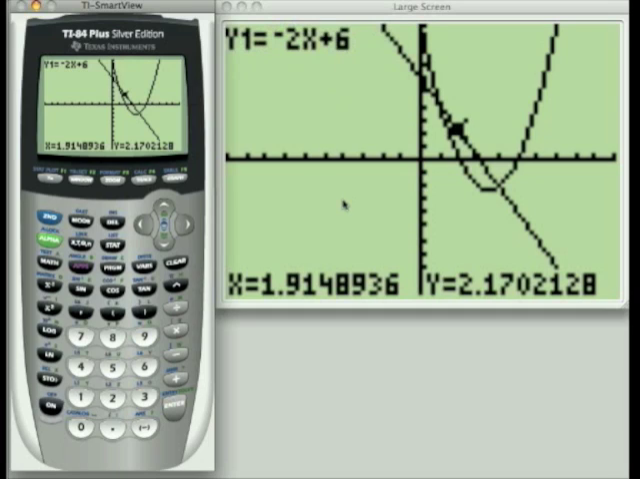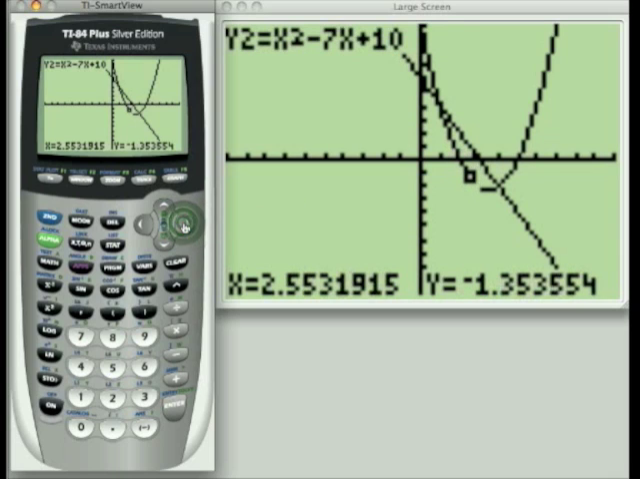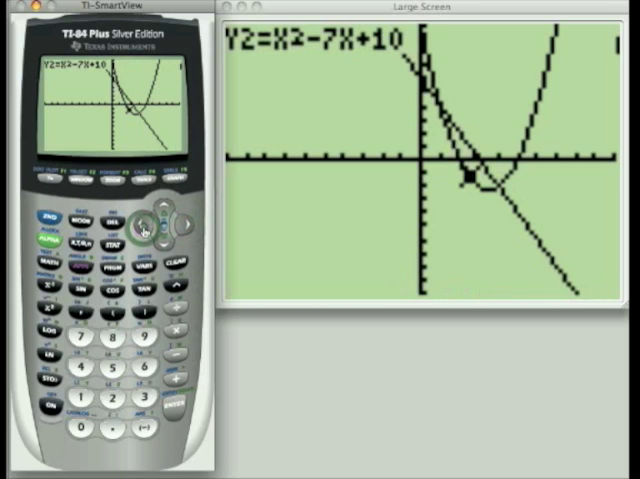If I want to switch graphs or switch equations, I use the up or down arrows. So I pressed up, and it jumped to my y2, or my second equation, the quadratic equation, x squared minus 7x plus 10. Now I'm on my parabola, and I can trace my parabola by using the left or the right buttons.